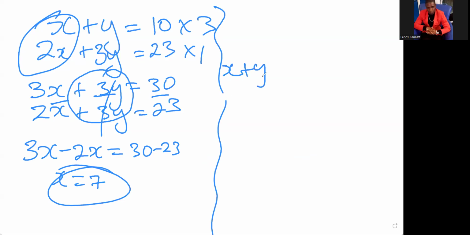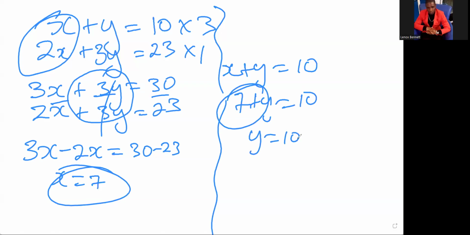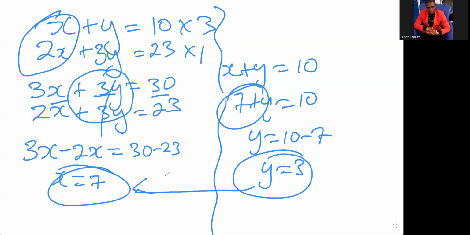x plus y equals 10. So 7 plus y equals 10. Subtract 7 from both sides. So we have 10 minus 7. So y equals 3. So x is 7, y is 3.